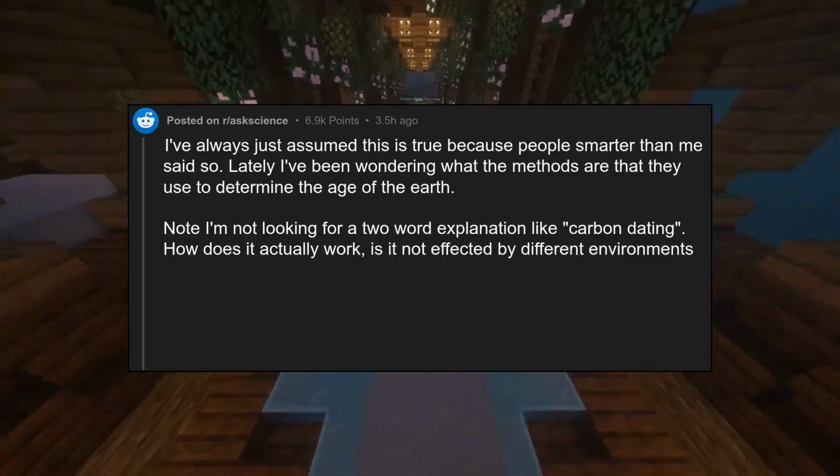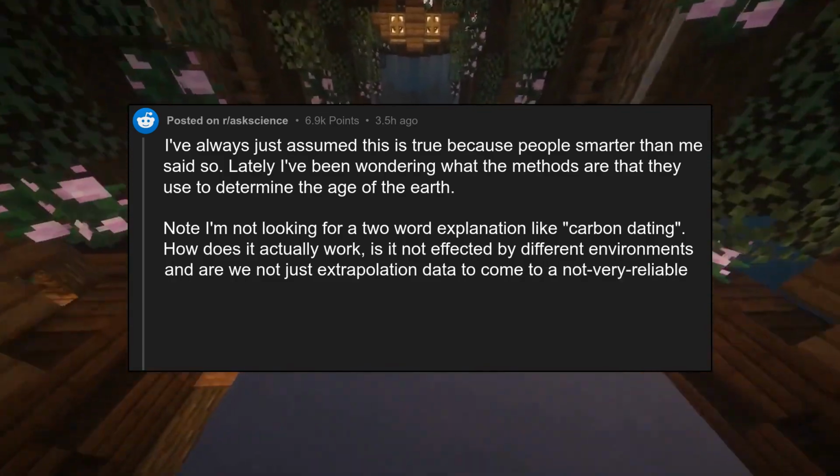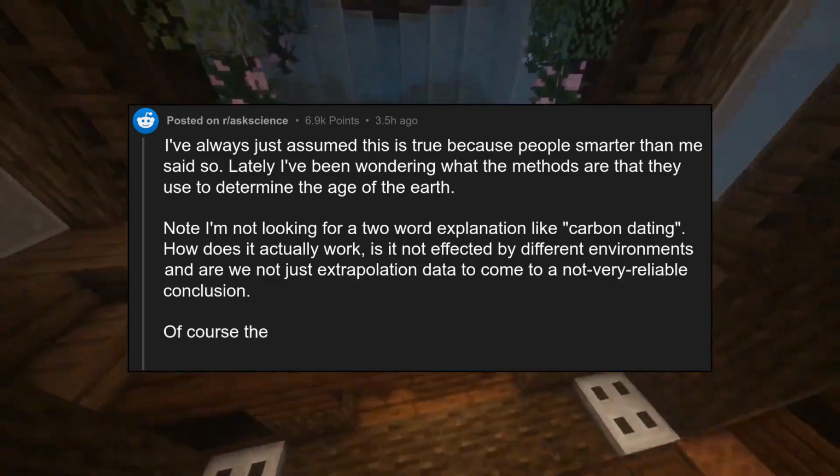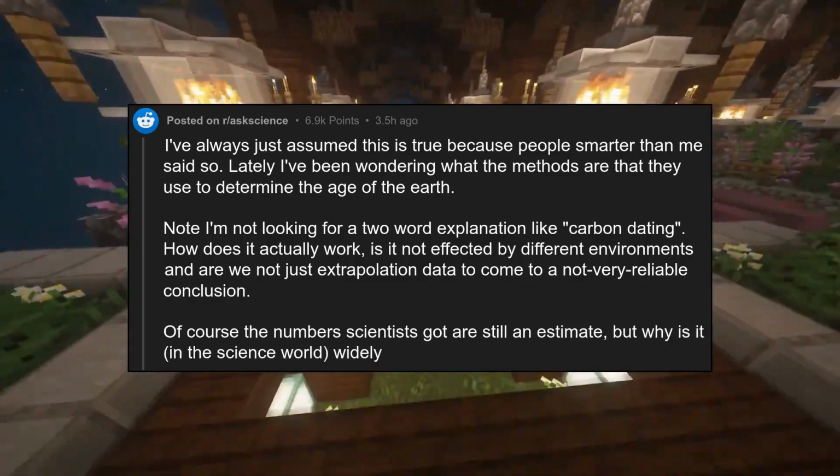Is it not affected by different environments, and are we not just extrapolating data to come to a not very reliable conclusion? Of course the numbers scientists got are still an estimate, but why is it, in the science world, widely accepted?